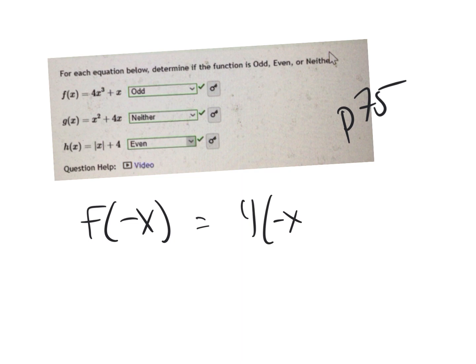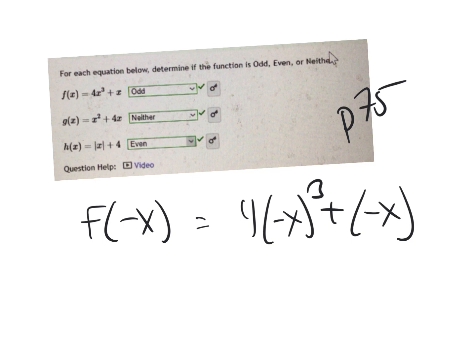Okay, so if you take a look at the best way to do this, if you look at page 75, they give you some definitions about even and odd. And all that says is if you're going to drop in negative x, not a number, but the actual value, x, and you substitute that into the equation. So 4 times negative x to the third plus negative x, and then clean it up.